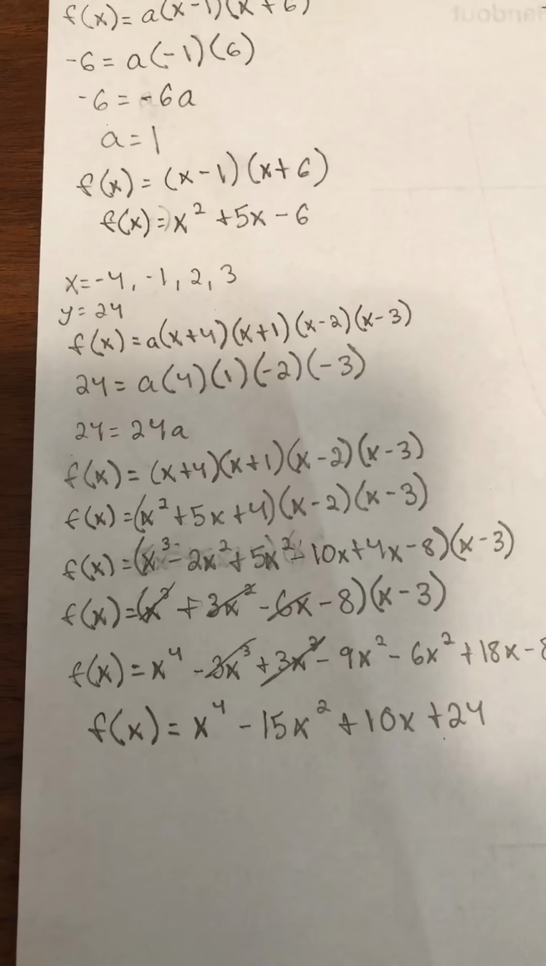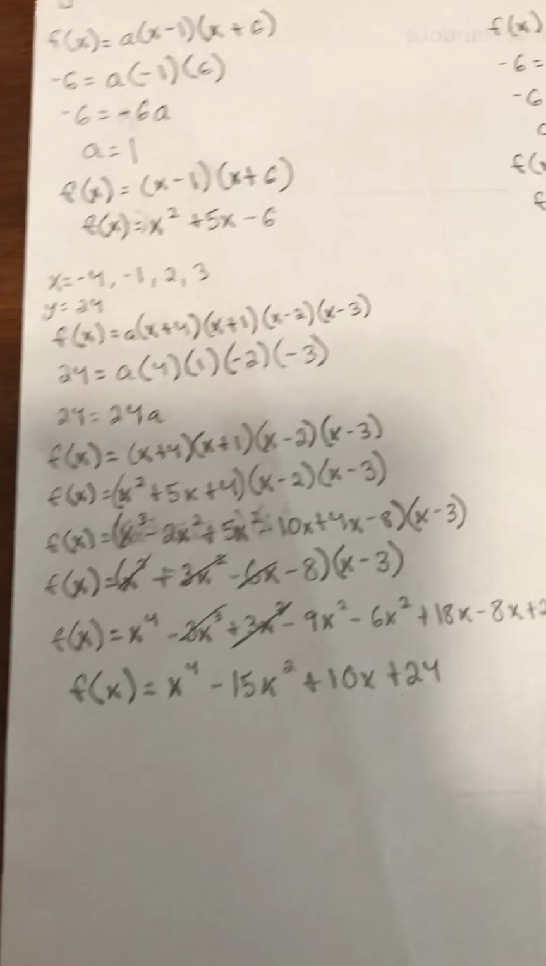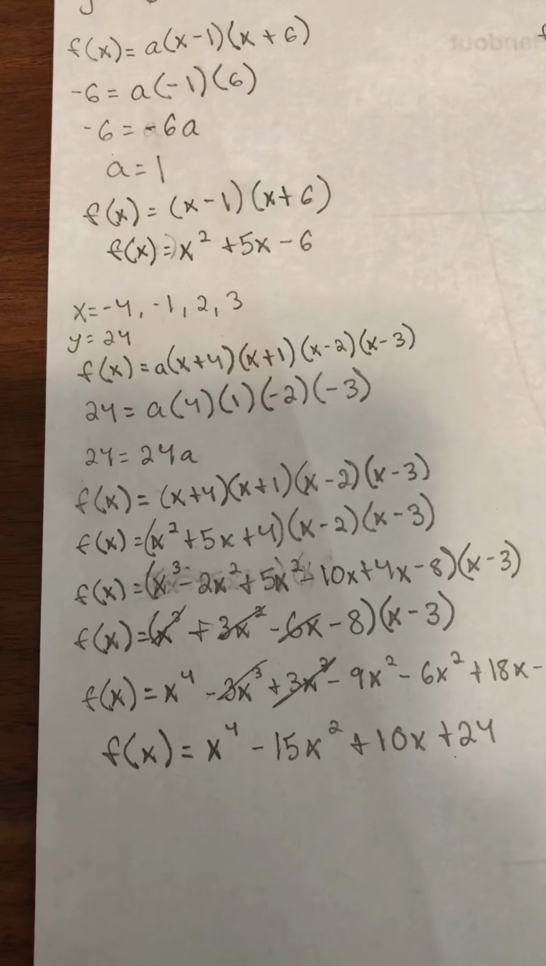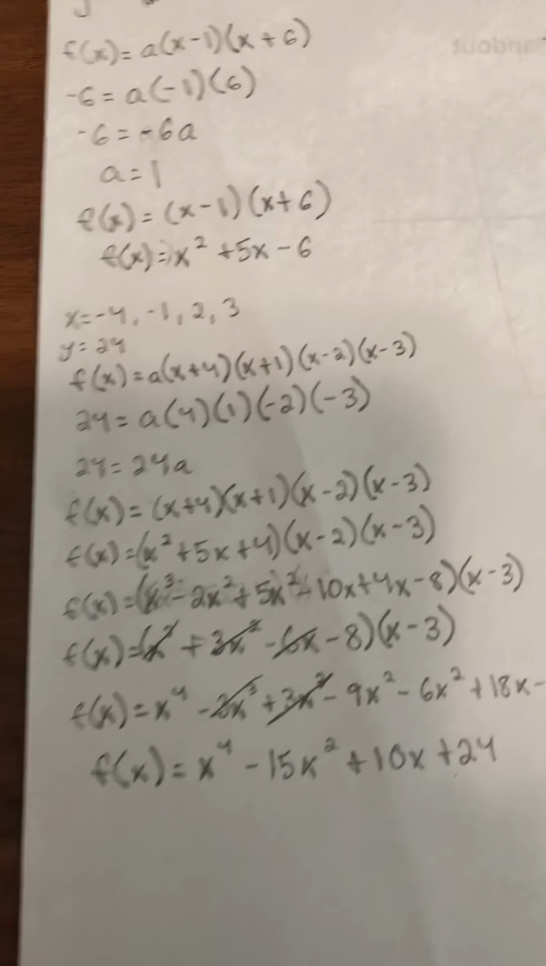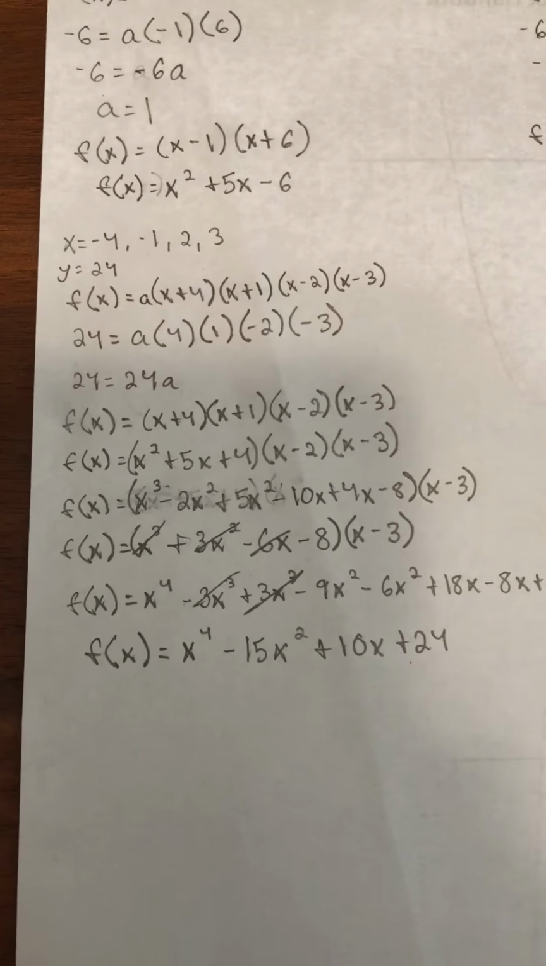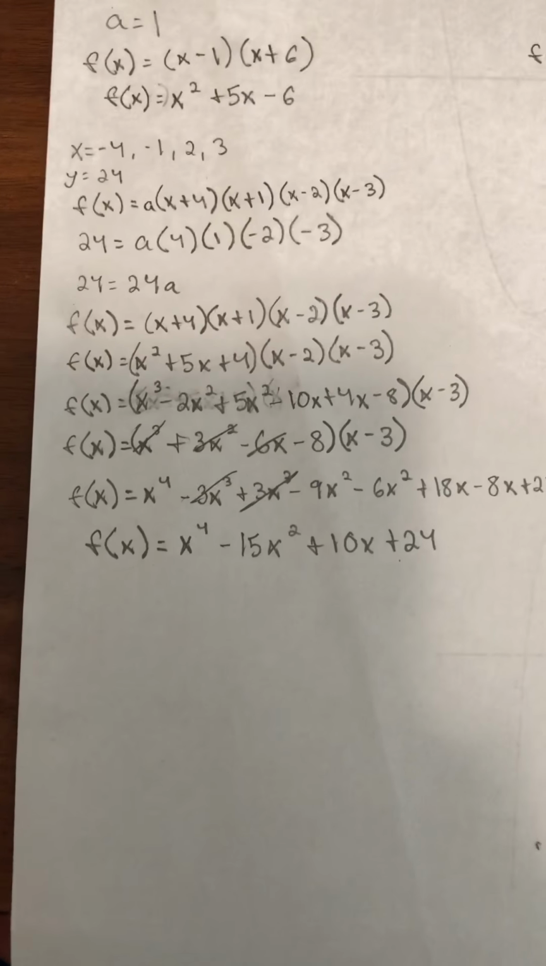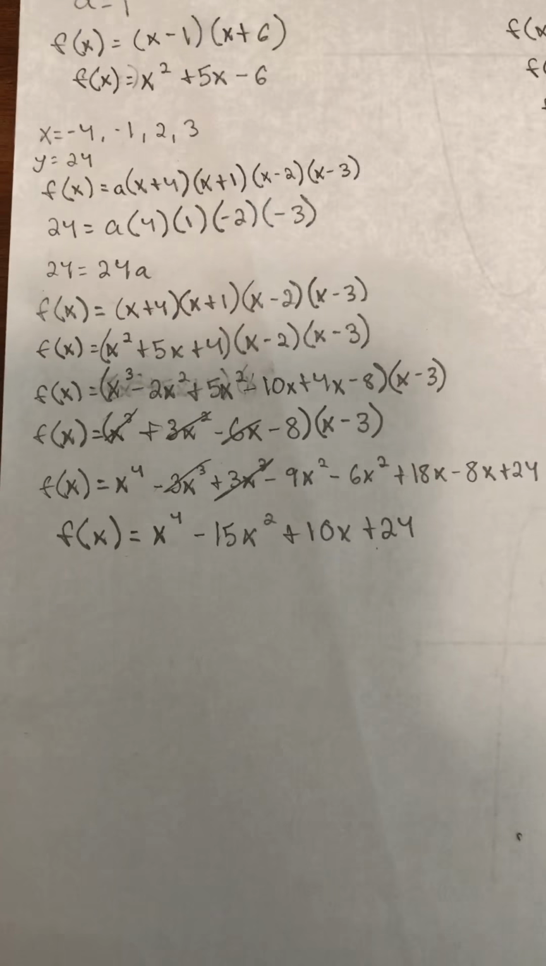Plug in 24 for our f of x and 0 for our x's, and we should come out with a equals 1 once again. And then you simplify everything here, and then you should come out with x to the 4th minus 15x squared plus 10x plus 24.